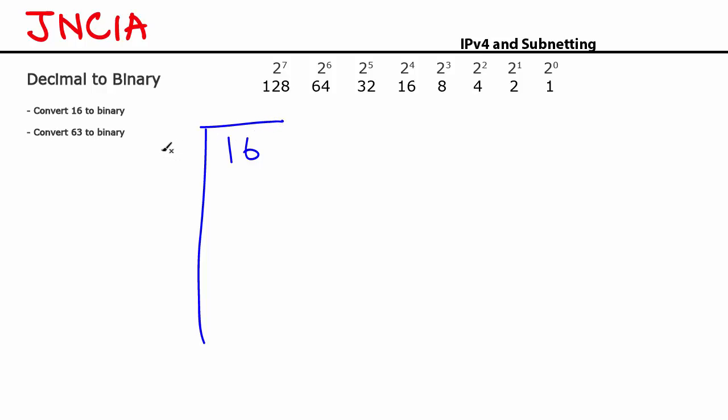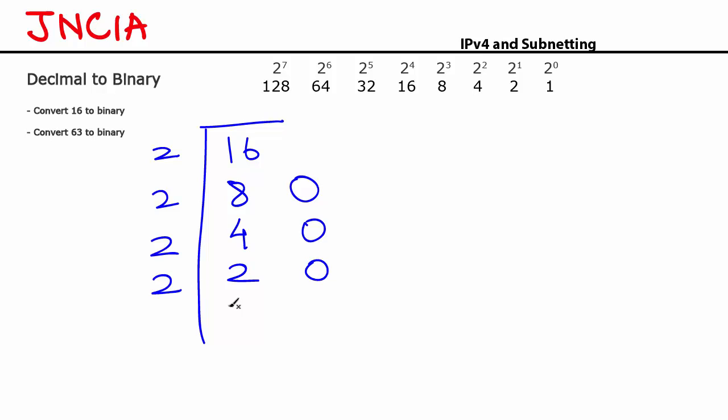And then we start dividing the number by 2. How many times 2 is 16? 8 times 2 is 16, and the remainder is 0. Continue doing the same. How many times 2 is 8? 2 4s are 8, the remainder is 0. How many times 2 is 4? 2 2s are 4, with a remainder of 0. How many times 2 is 2? 2 1s are 2, remainder 0.